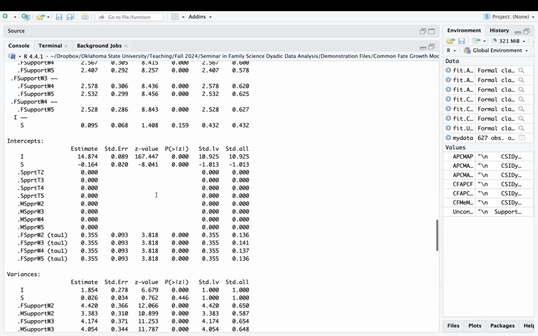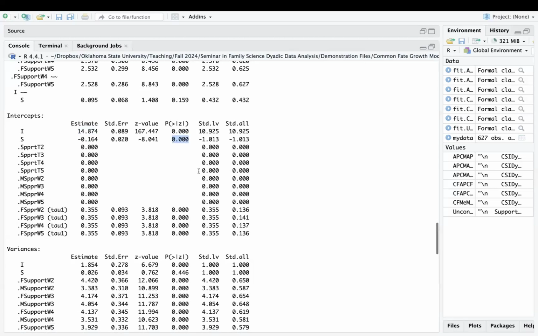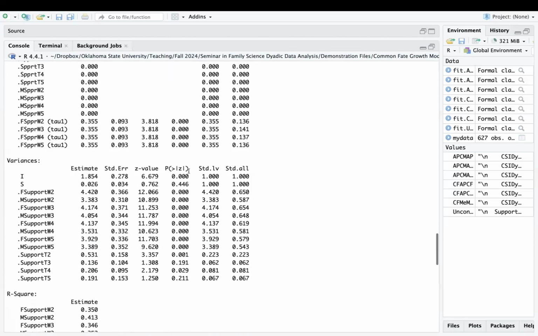All right. Over time, this goes from 14.87, and roughly around time 4, this would be much closer to just 14 even, somewhere in that ballpark. And it is significantly different from 0, which is good. So we'll go down to our variances.